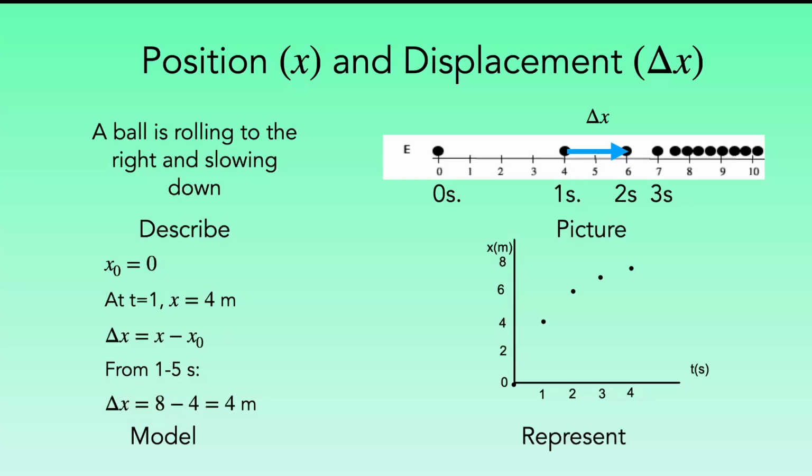That's the displacement. We're also going to talk about distance. Distance is the same kind of calculation, but for distance, you have to actually consider everything that's happened along the way. So in this case, the distance would also be 4 meters from 1 to 5 seconds. But if it started moving in the other direction, the distance is going to be greater than the displacement. Displacement, you only need the 2 points. Distance, you need to know everything that happened in between.